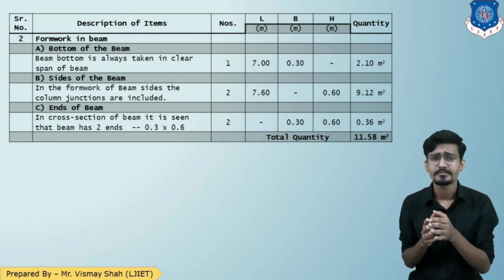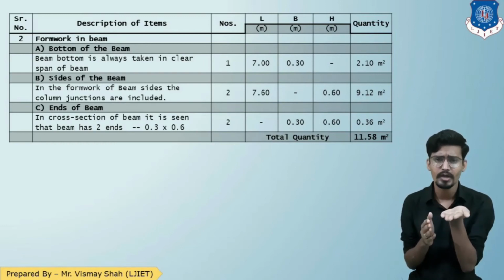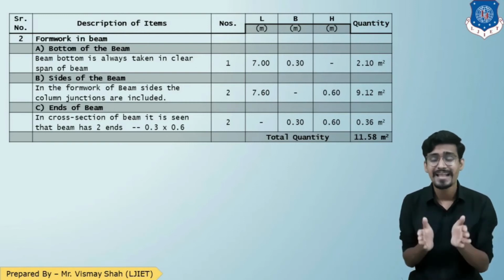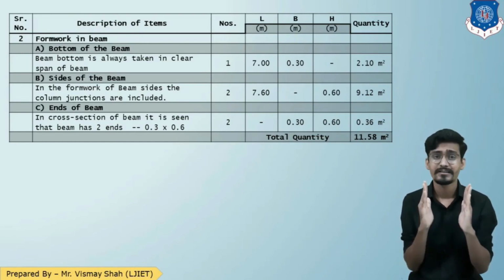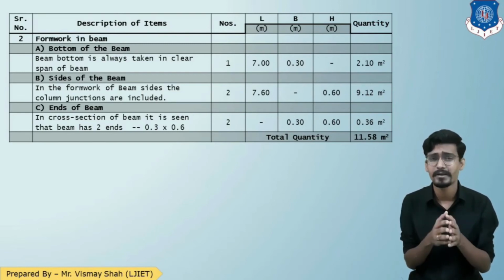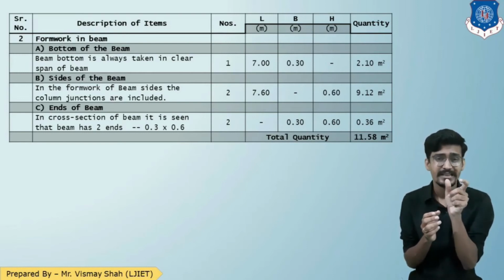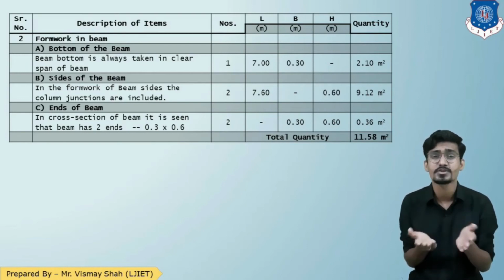So formwork for beam bottom. If you are talking about the bottom, you will see the width and the length. The length of that bottom will be equal to the clear span of the beam, because here there are 2 column junctions. So the beam bottom will be between those 2 junctions, that is 7 meter, and the width is equal to the beam width, that is 0.3.